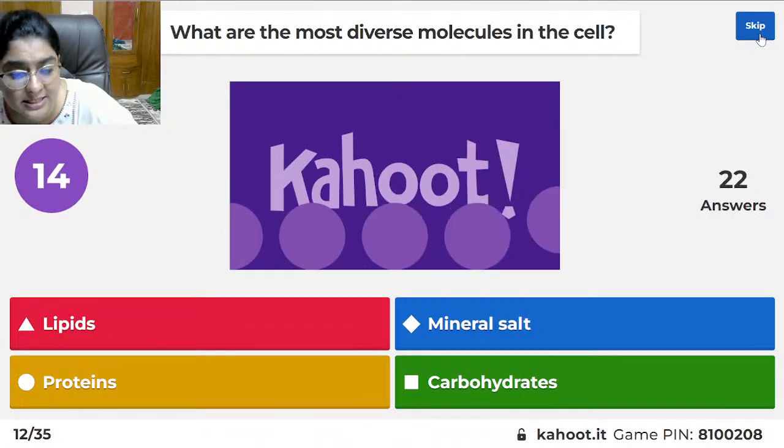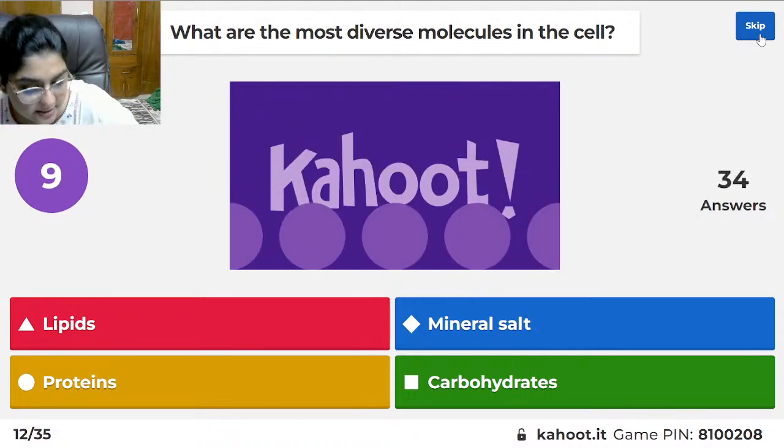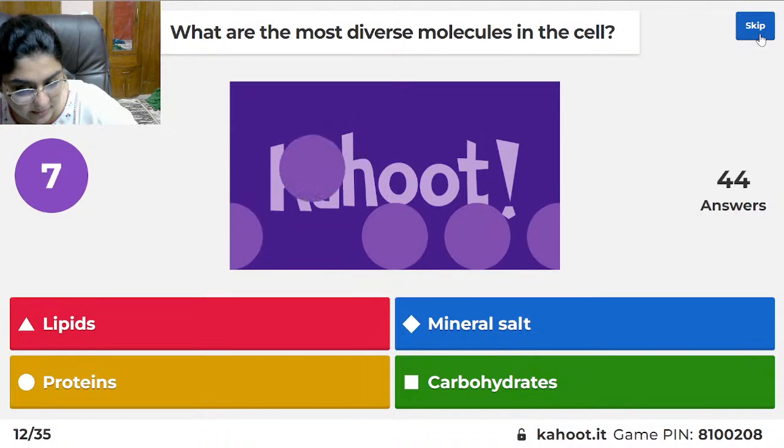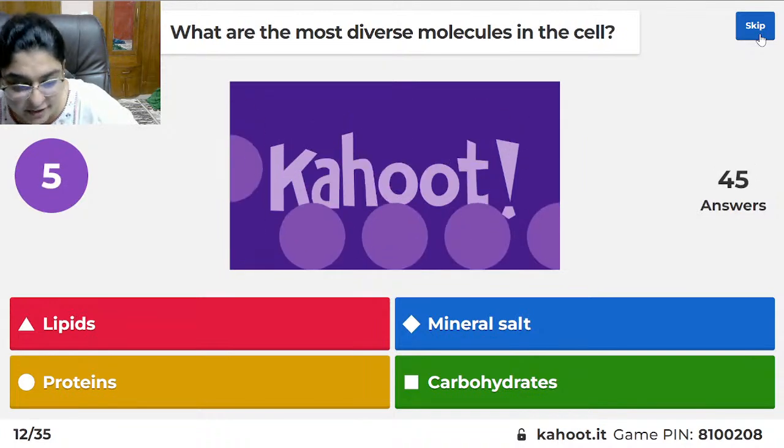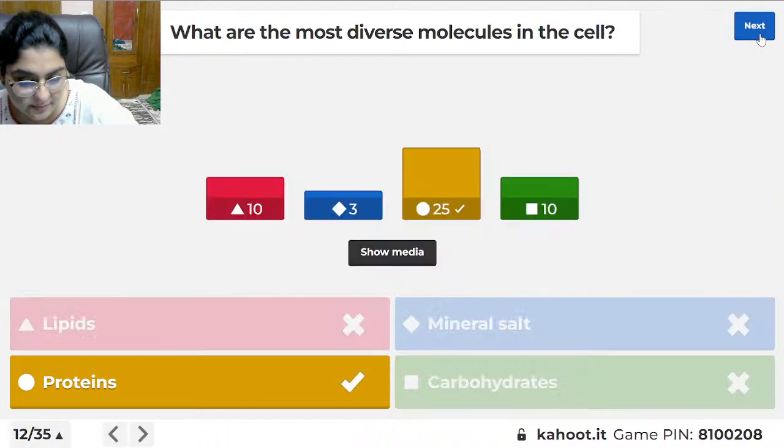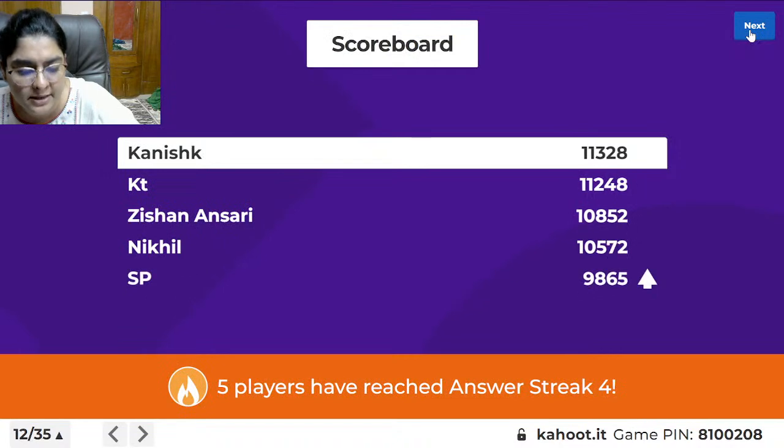Which are the most diverse molecules in the cell? That means they can be of different kinds. Many different kinds. It's proteins, beta. Many different kinds. Mineral salts can be only the ones which can be used in the body, and they're not all known elements. Limited. Only in the periodic table. Proteins can have innumerable combinations.